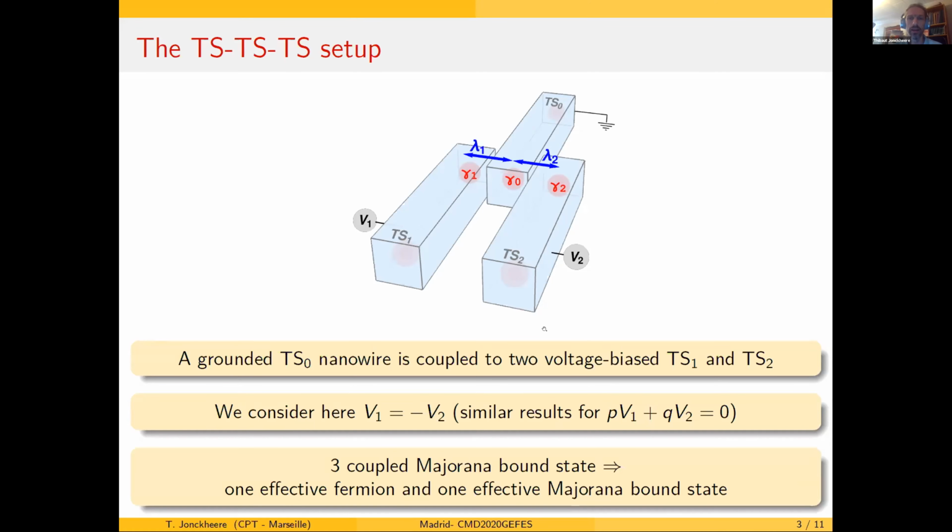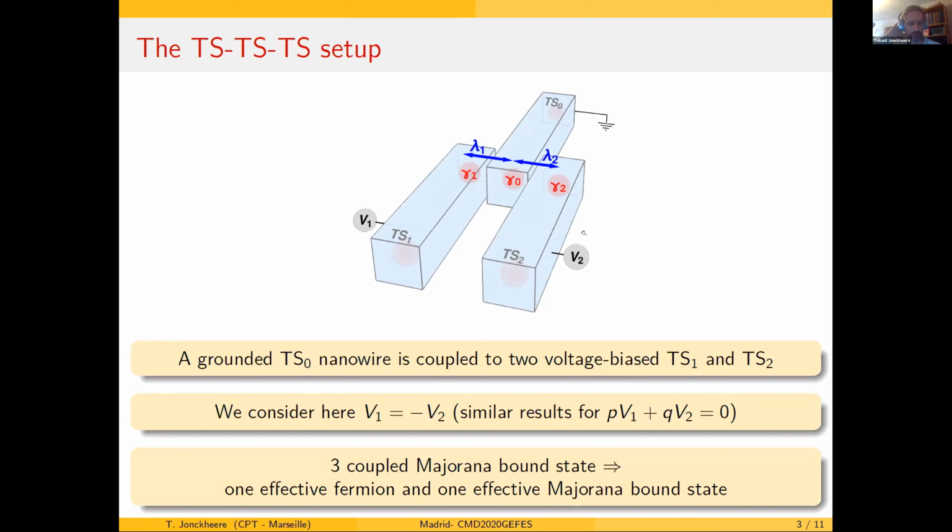And so why did we consider this setup with three topological superconductors? One is a practical reason: we know that, for example, for topological computation, if we want to mix and to braid Majoranas, typically you have a setup with at least three topological nanowires. So it's important to understand really what happens.